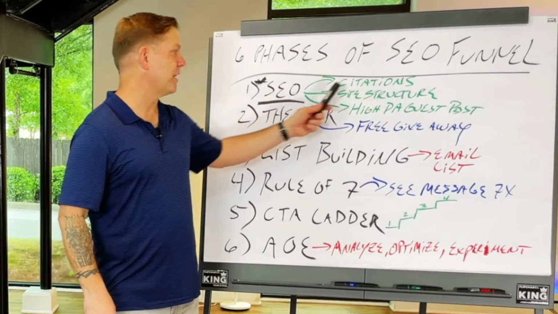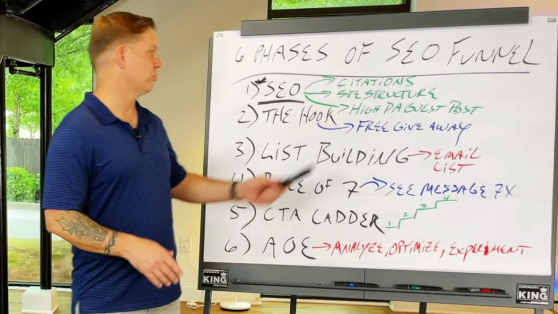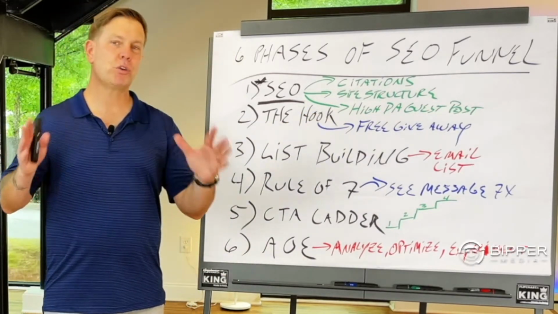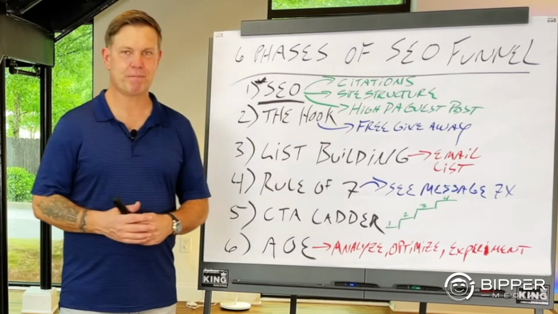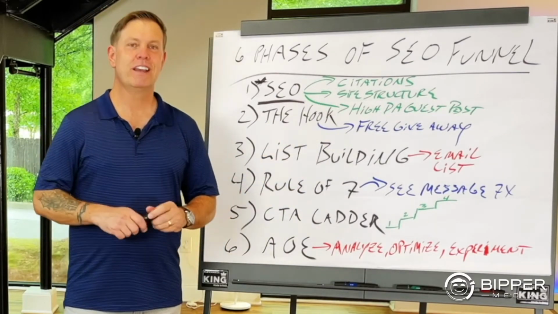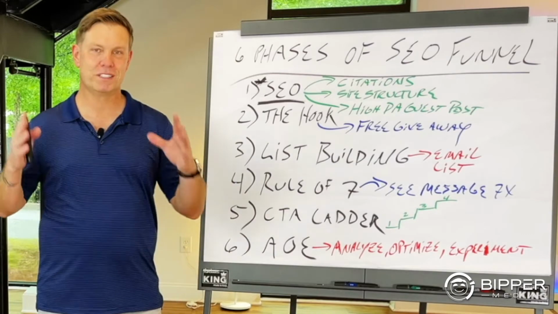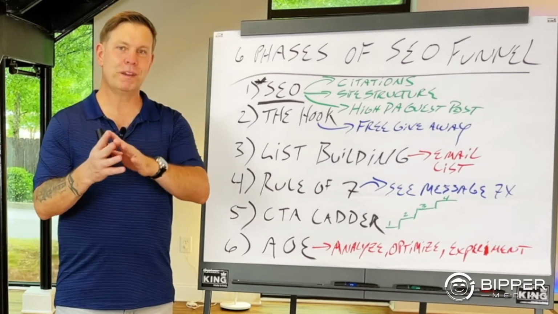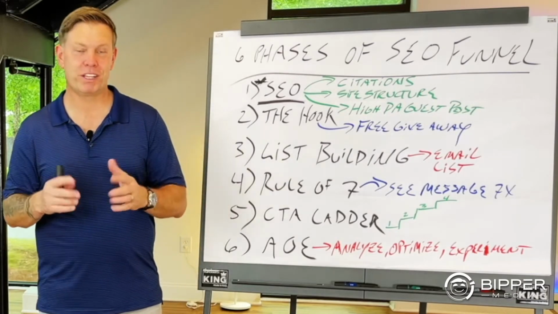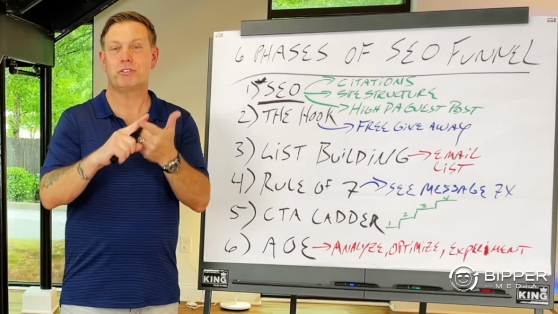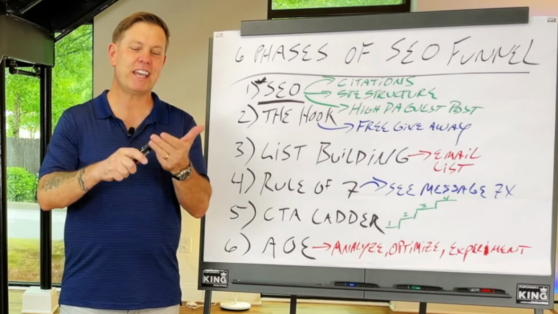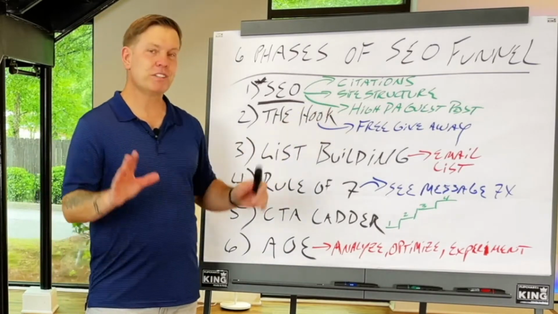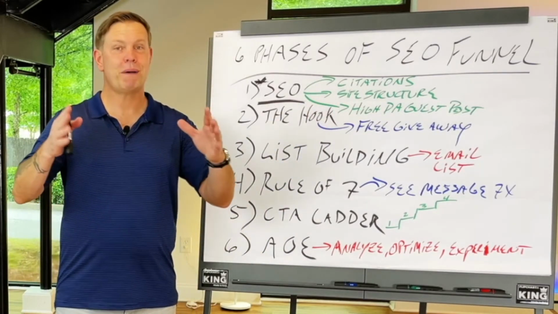I've broken SEO down into 3 subcategories, which are citations, site structure, and high DA guest posts. Let me give you a quick overview of each of these 3. Number 1 is citations. Citations is all about your local business data. Your local business is made up of 7 data points: your business name, street address, city, state, zip code, phone number, and your website URL. Those are the 7 components that make up what's called your Google My Business listing.